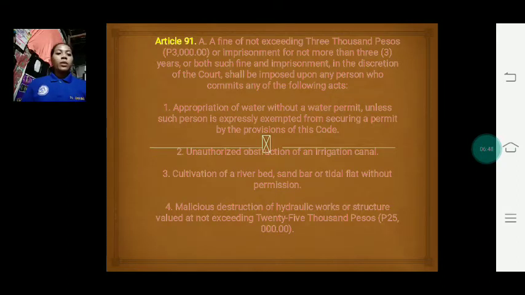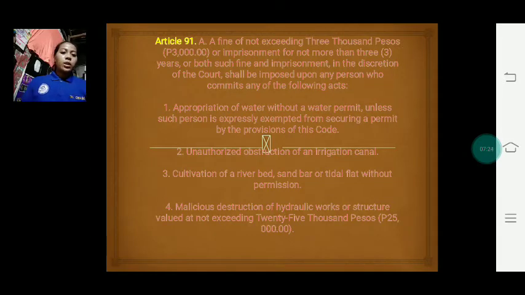Next, Article 91. A fine not exceeding 3,000 pesos or imprisonment for not more than 3 years, or both such fine and imprisonment in the discretion of the court, shall be imposed upon any person who commits any of the following acts. First, appropriation of water without a water permit, unless such person is expressly exempted from securing a permit by the provisions of this code.